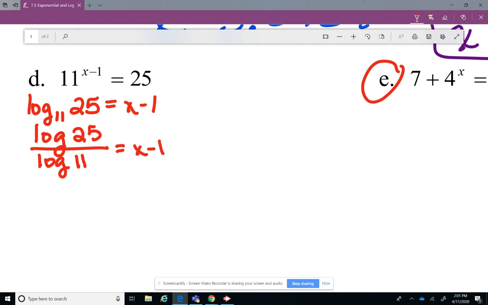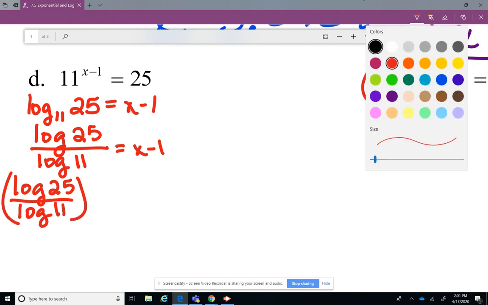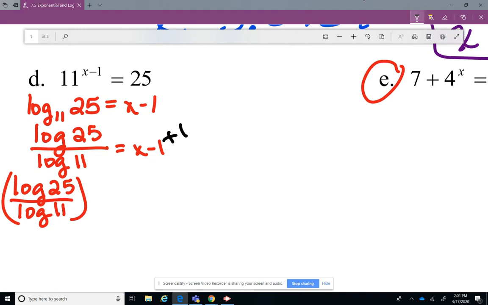All right, now we're going to have to add 1 to both sides. So when I rewrite my log 25 over log 11, I'm going to put it in parentheses, and then I'm going to add 1 to both sides. So I'm going to put plus 1 equals x. So in order to find our x, we're going to plug it into our calculator this way.